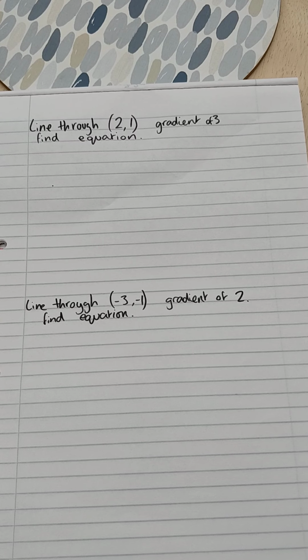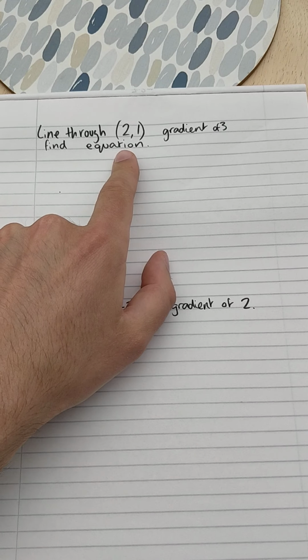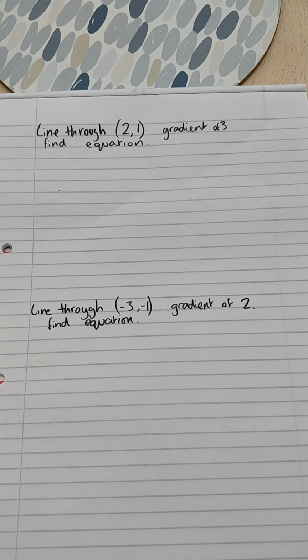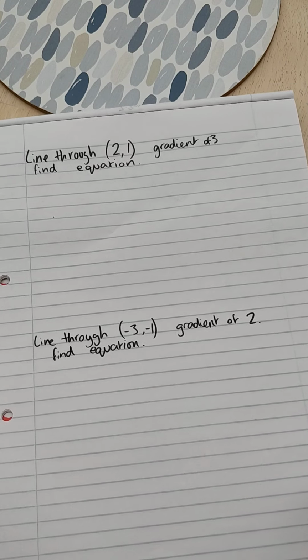Okay, so in this one, we have a line that goes through a specific point with the gradient of 3, and we need to find the equation. Now you might be thinking, oh god, I have no idea how to do this. Using exactly the same methods that we've done before, it's just a bit more involved this time.